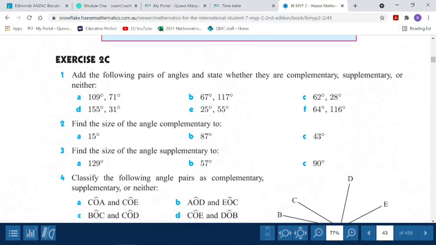So your homework is exercise 2C. All of it. Exercise 2C on page 43.